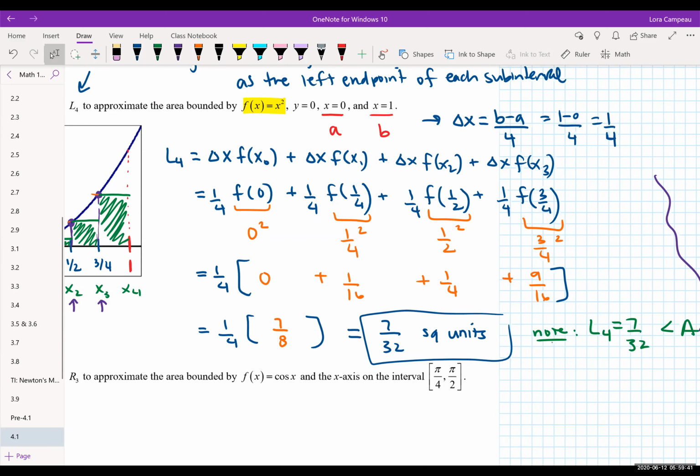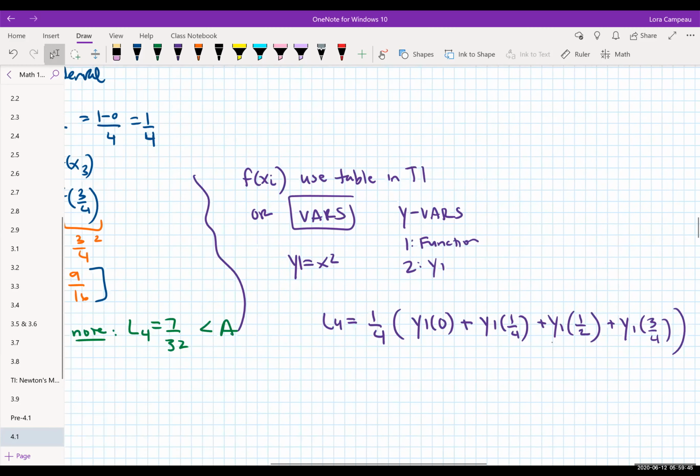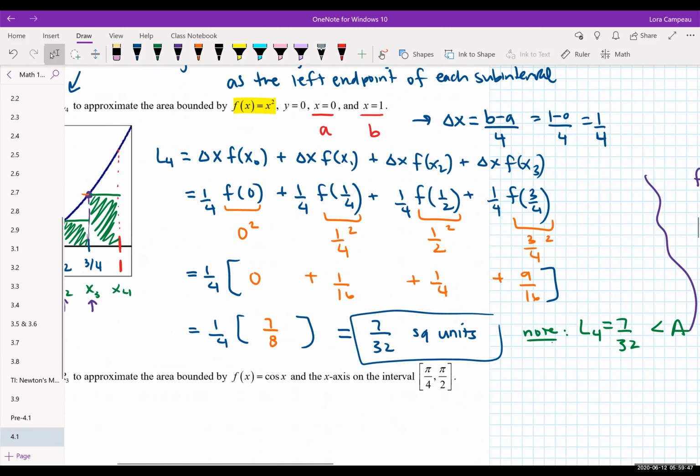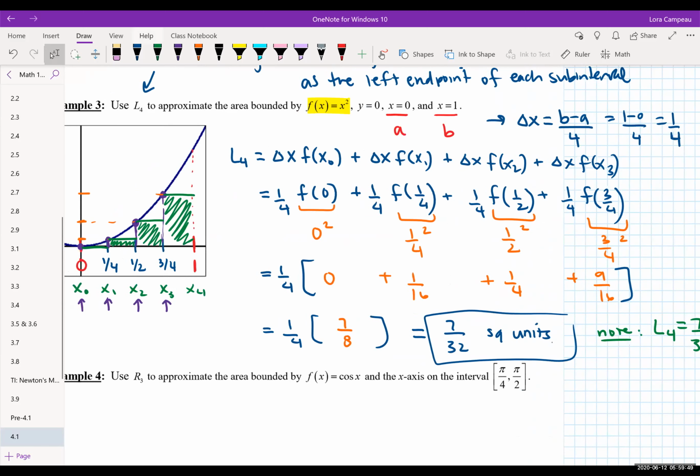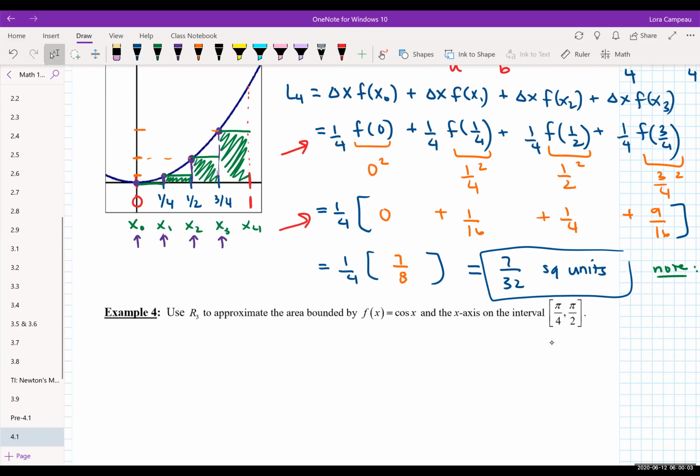I still recommend showing the setup because it's very easy to switch off and get confused as to who to plug in. So I would at least show this version just so that you're clear on who you're plugging in, and maybe around here. But again, you go with what is more comfortable for you.